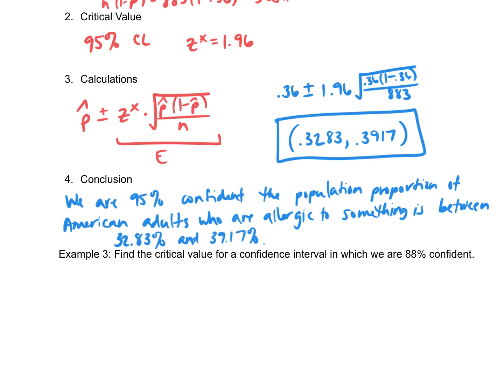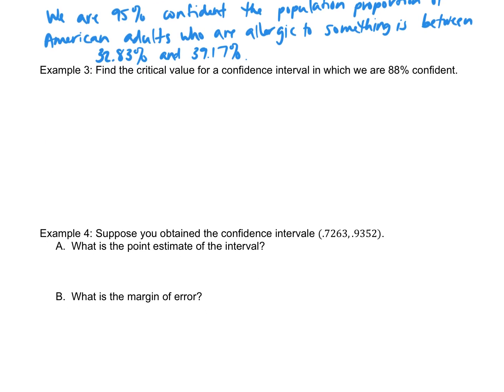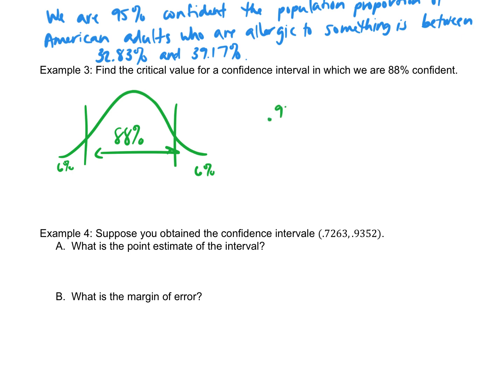Next one. Find the critical value for a confidence interval in which we are 88% confident. So we're talking the middle of it is 88%. That means I have 6% on either side. So I'm looking at 0.94. What z value? 1.55. There's your answer. I already had that answer. I just wanted to get one right for the first time.